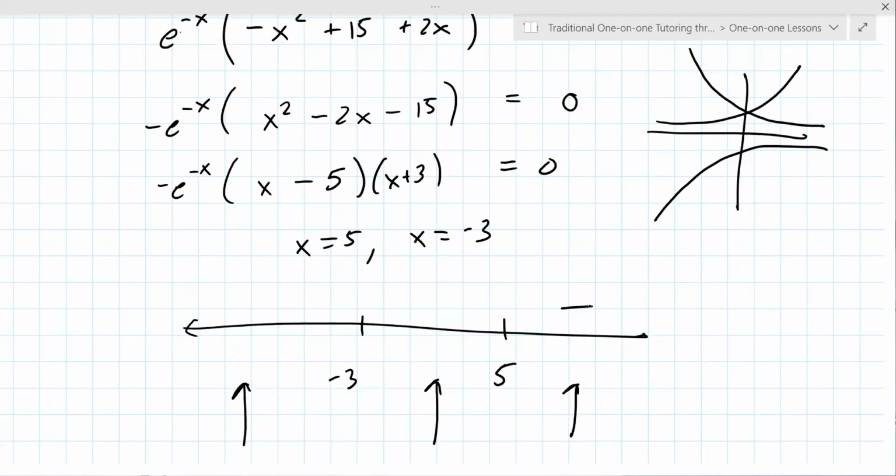So then you can test like 0. So 0 minus 5, negative, 0 plus 3, positive, that's negative. Even though it's e to the 0, it's still 1, but it's negative. And then like -4. So -4 minus 5, that's negative. -4 plus 3, negative. Negative, negative, negative is negative. Yes. And this one will end up being a negative. Right. So now it says, where is it increasing? Well, it's increasing in here from -3 to 5. Okay.